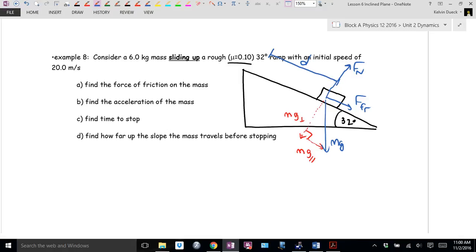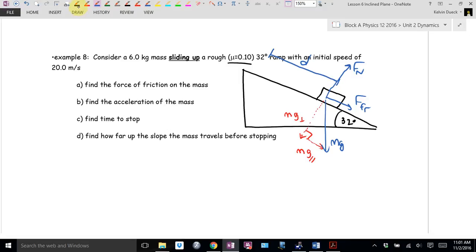Mr. Dueck, it's moving up the ramp, but you don't have any forces pointing up the ramp. How is that possible? Don't you have to have a force pointing up the ramp if your velocity is up the ramp? Force does not tell you velocity. Force tells you acceleration. We're moving up the ramp, but are we speeding up or slowing down? Which way is our acceleration? Down the ramp. Which way is our net force? Down the ramp. It's all good.